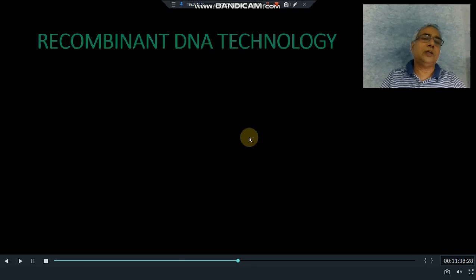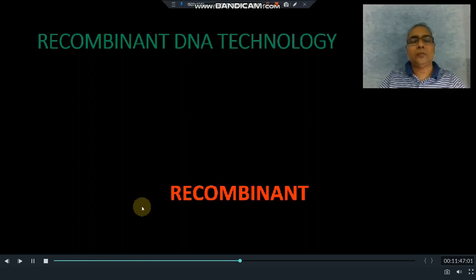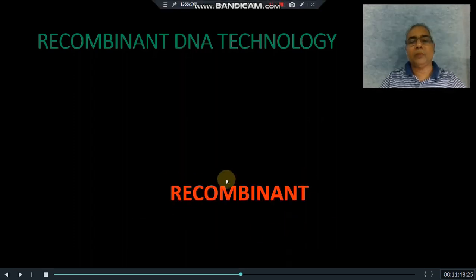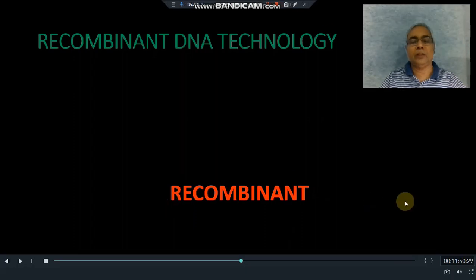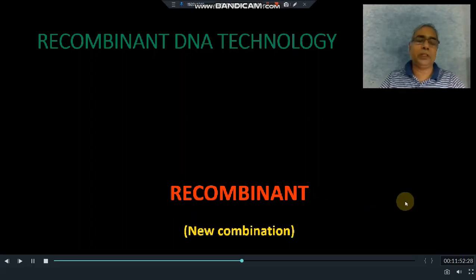Now the third term is recombinant DNA technology. Recombinant, first of all you have to understand the meaning of this word. Recombinant means new combination. If you understand this term, then you can understand this technology also.